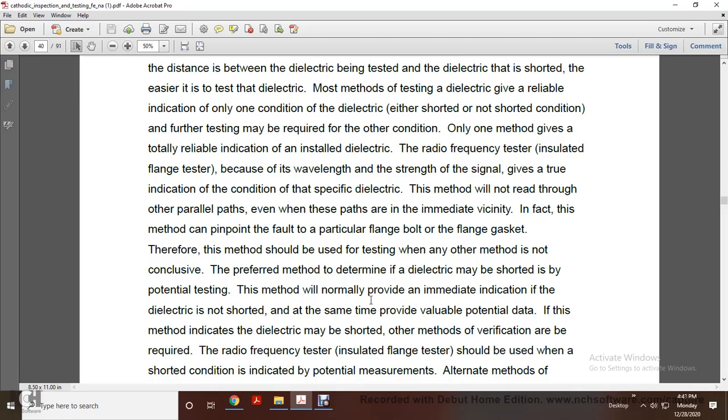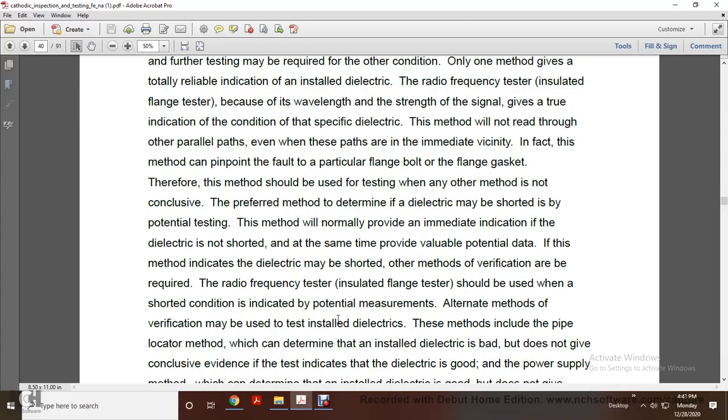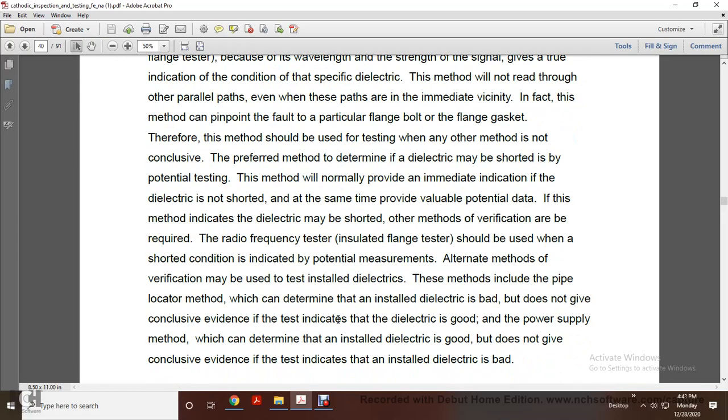Potential testing is normally provided with an immediate function of the dielectric, not short of it, sometimes with a variable potential. If the method indicates that the dielectric may be shorted, other verification methods are required. The radio frequency tester installed with the flange tester should be used when a short condition is indicated by potential measurement. Alternate verification methods may be used with the test on the installed dielectric. The methods include the pipe locator method, which determines that an insulated dielectric is bad but does not give conclusive evidence that the dielectric is good.